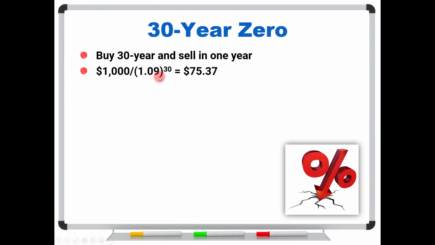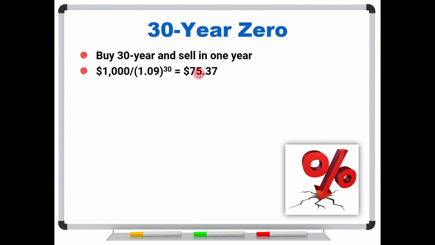So if rates are 9% on that previous graph, that bond would be trading for $75.37 today. I know it looks ridiculously small, but that's the power of compounding over 30 years. So you could pay $75.37, hold on to this bond for 30 years, and you would receive $1,000 for every bond that you bought for this $75 price. So if we're trying to make 5% on our money, this is the benchmark.